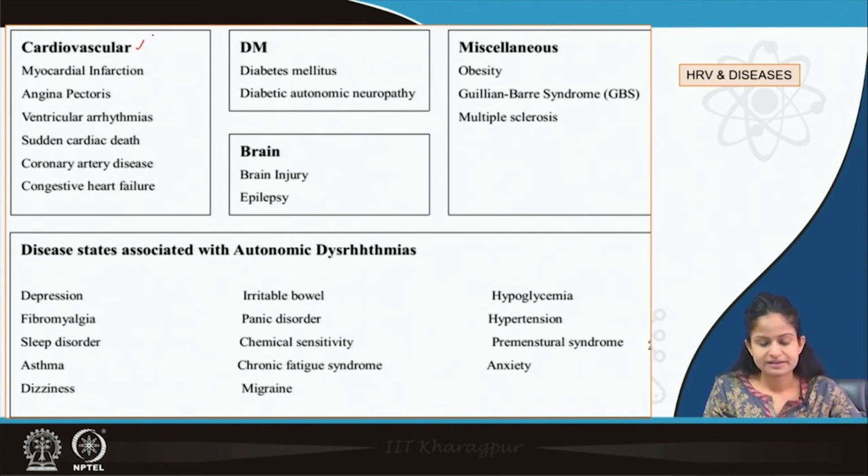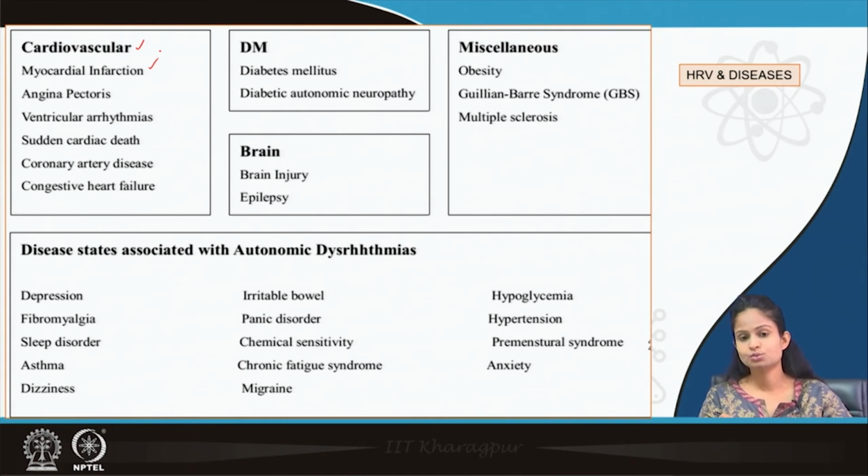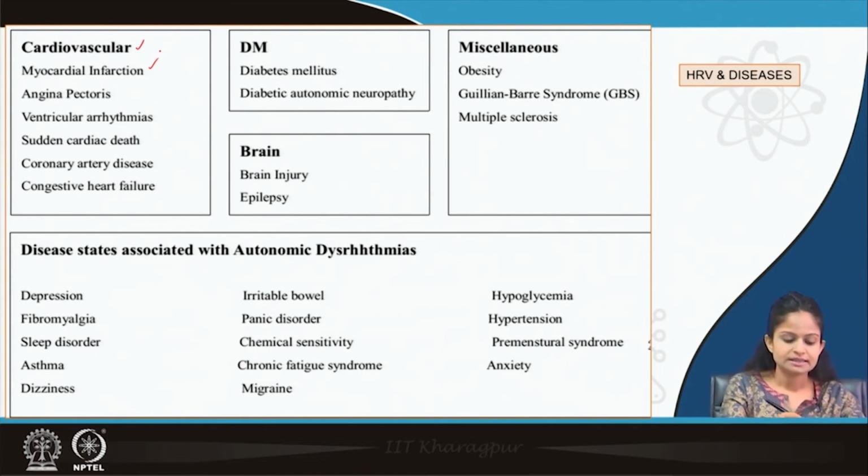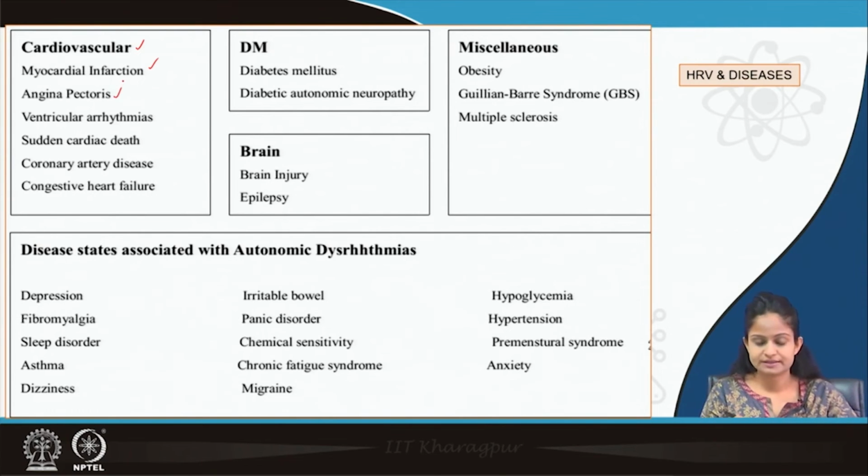Heart rate variability is a very important indicator in the early diagnosis of autonomic dysfunctions in myocardial infarction and also post myocardial infarction. It usually calculates the mortality risk in patients who are post myocardial infarction or post stroke. Then we have angina pectoris.